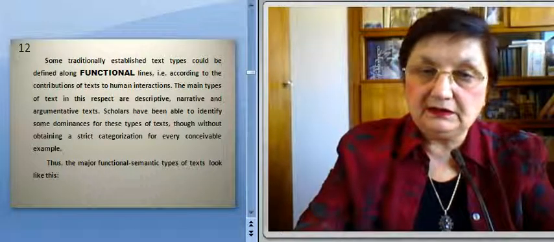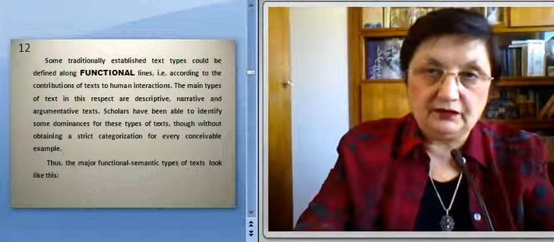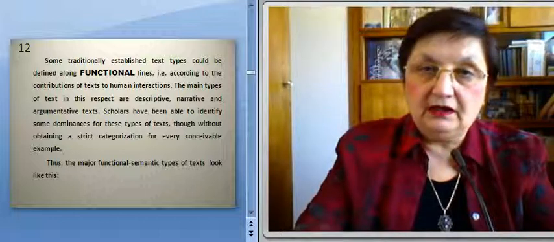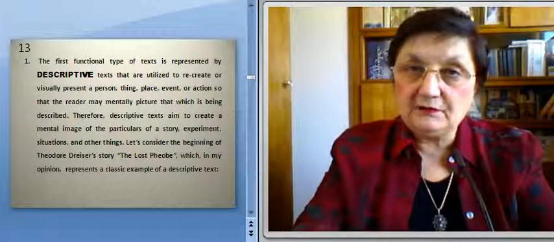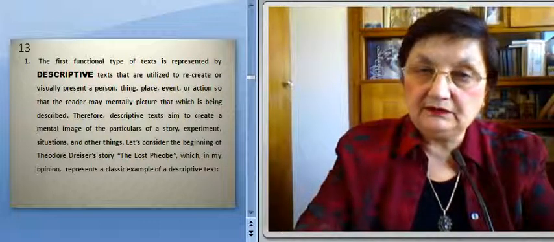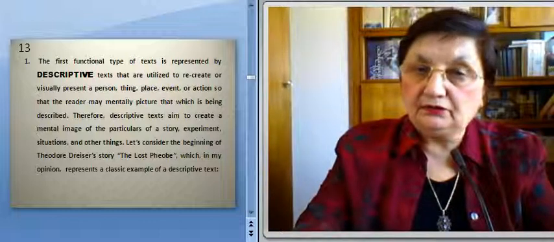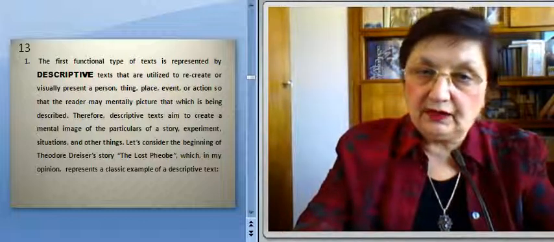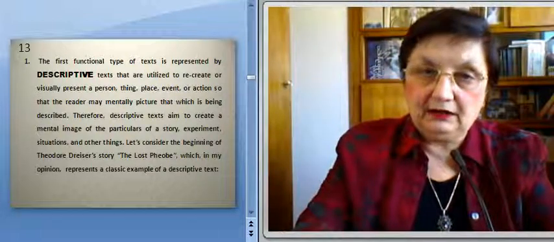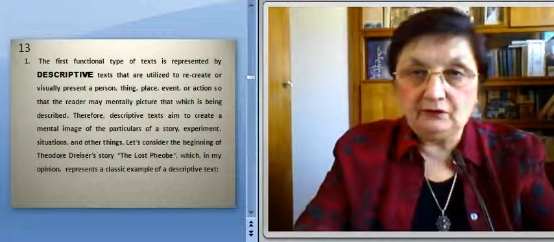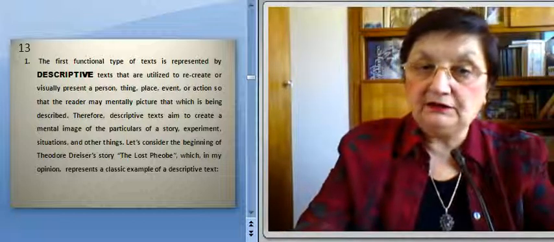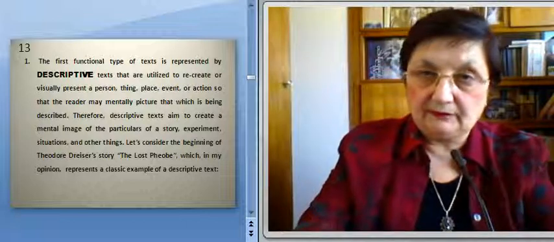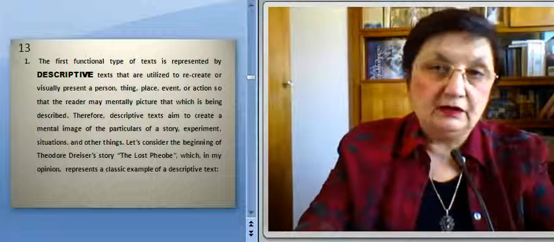Thus, the major functional semantic types of text look like this. The first functional type of text is represented by descriptive texts that are utilized to recreate or visually present a person, thing, place, event, or action so that the reader may mentally picture that which is being described. Therefore, descriptive texts aim to create a mental image of the particulars of a story, experiment, situation, and other things. Let's consider the beginning of Dreiser's story, The Lost Phoebe, which in my opinion represents a classic example of descriptive text. I'll read the text.